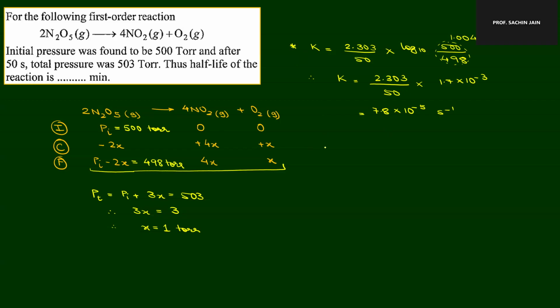अब नेक्स्ट स्टेप में आपको हाफ लाइफ. So half life is 0.693 upon k, which is 0.693 upon 7.8 into 10 raised to minus 5. 0.693 divided by 7.8. That's around 8,884 seconds.